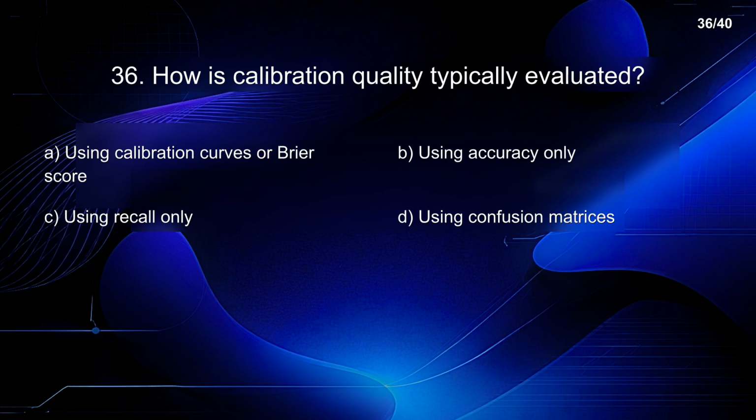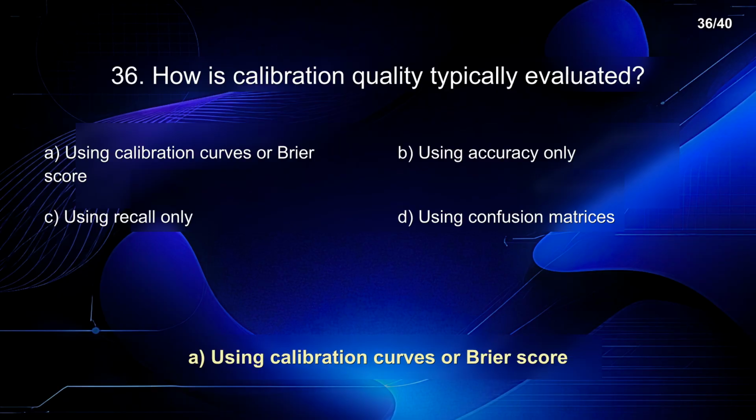36th question. How is calibration quality typically evaluated? A. Using calibration curves or Brier score. B. Using accuracy only. C. Using recall only. D. Using confusion matrices. Correct answer is A. Using calibration curves or Brier score.